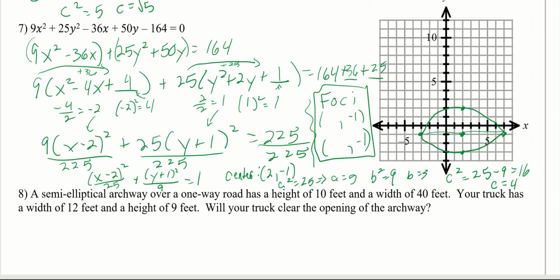Now my center is at 2 in the x direction, so I do 2 plus 4, so 6, and 2 minus 4, -2. So that would be my 2 locations for the foci. Okay.